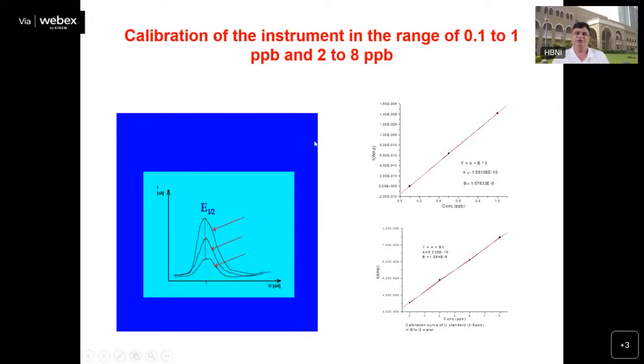So this is how we do the calibrations. As I told you, every instrument needs a calibration. The calibration has been carried out in two different ranges: one analysis at 0.1 to 1 ppb, and the other calibration shown at 2 ppb to 8 ppb. It's not appropriate to use the 2 to 8 ppb calibration when you are looking for concentrations in the range of 0.1 to 1, because your RSD values, so the uncertainty, will be very high compared to when you have a proper calibration curve.